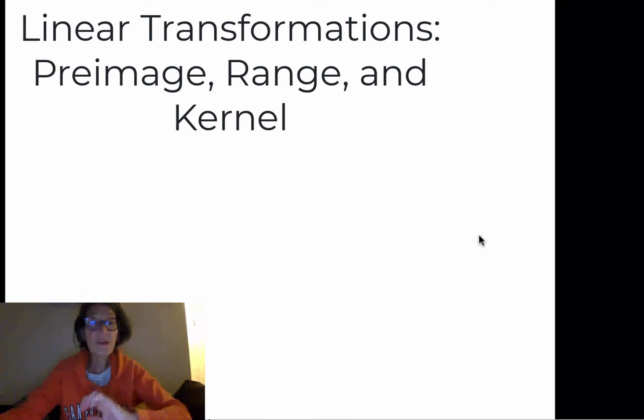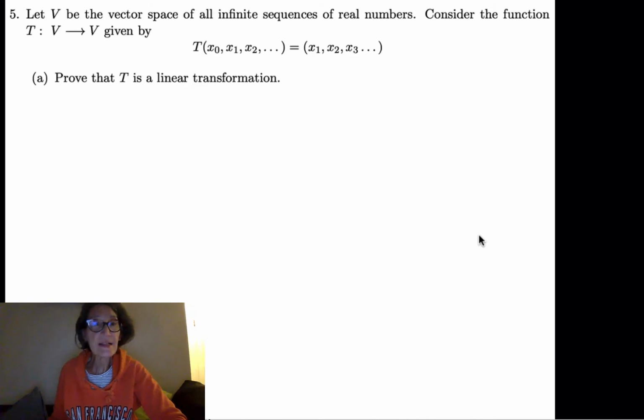Welcome back. We're going to do another example of a linear transformation. In this example, we're looking at the vector space of all infinite sequences of real numbers. The function T from the vector space to itself is defined to be T of the sequence x0, x1, x2, etc. is just going to be the sequence x1, x2, x3, etc. So basically, all we're doing is we're dropping the first term of the sequence and getting a new sequence.